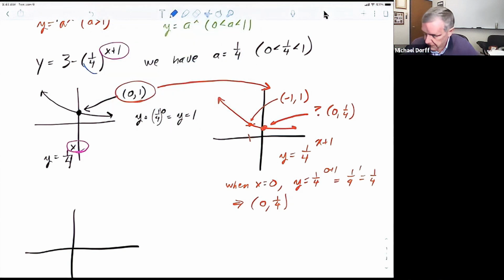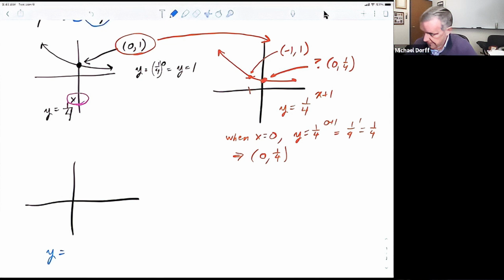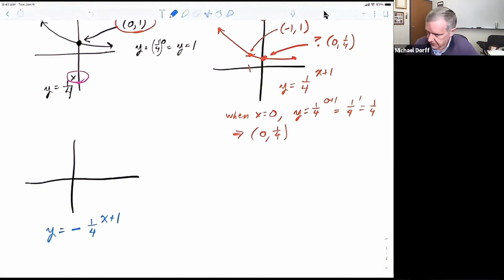We've done the 1/4, the x, we've done the x plus 1. So now we need to do the minus in front of this. So we're going to have y equals minus 1/4 to the x plus 1. So I'm going to take my graph that I have in the red, and what do I do to get it to be blue? Well, I put a negative in front of it. When I put a negative in front of everything, that's going to flip it across the x-axis. So it's going to flip across the x-axis.